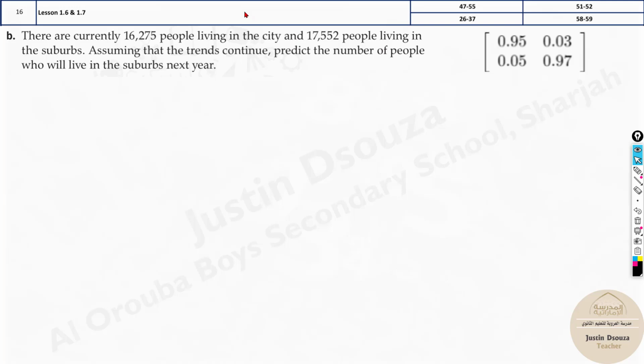And over here they have given another type of problem, the same one, option B. There are currently 16,275 people living in the city and 70,552 living in the suburb. Assuming that the trend continues, predict the number of people who live in the suburb next year. If the same migration continues, what's going to be the values for next year?